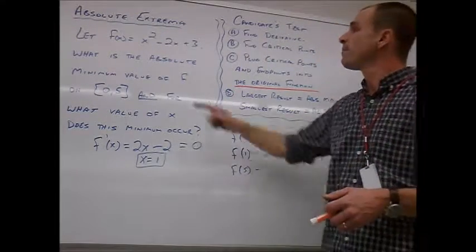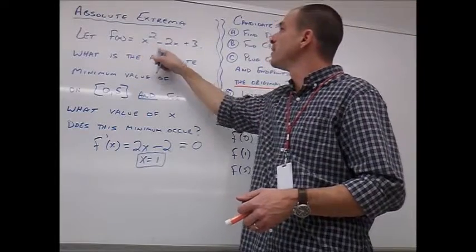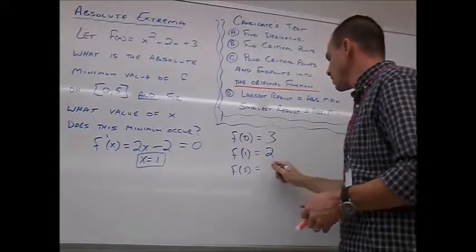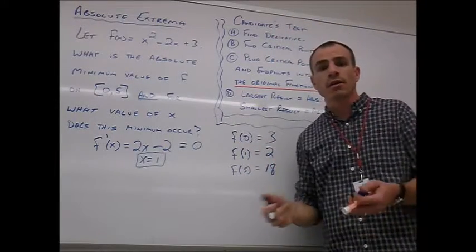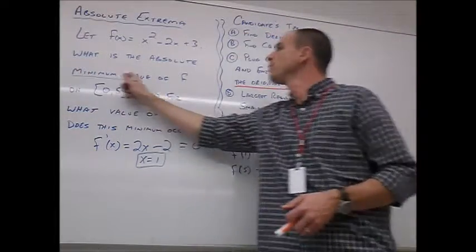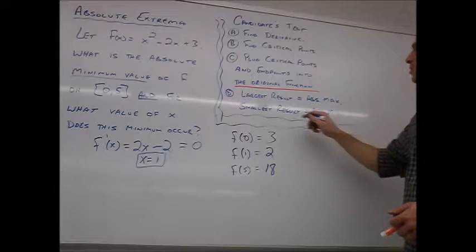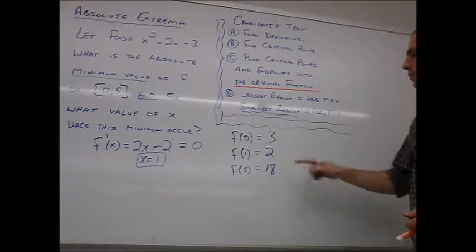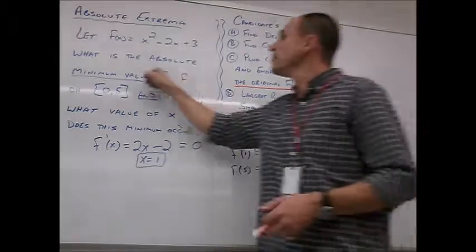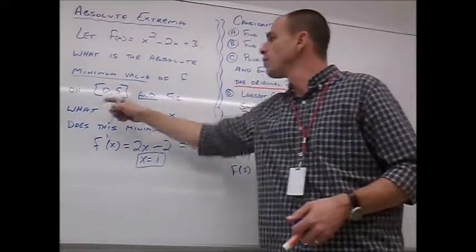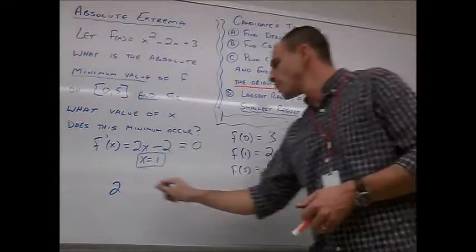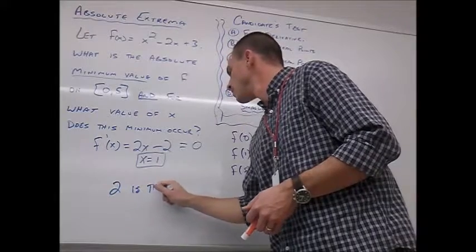And now we go to 5. 5 squared is 25. 2 times 5 is 10. 25 minus 10 is 15, plus 3 is 18. All right, so here are our three candidates, 3, 2, and 18. We are interested in the absolute minimum value, and the absolute minimum value occurs with the smallest result. The smallest result is 2. So to answer the question, what is the absolute minimum value of f on the closed interval from 0 to 5? We would say 2. That is the absolute min.